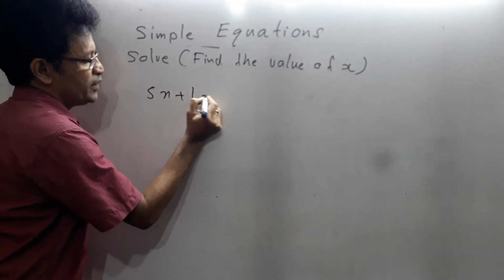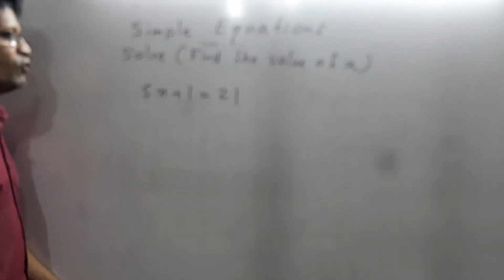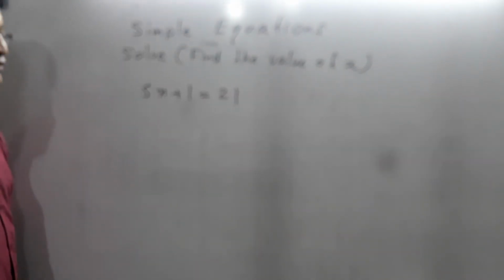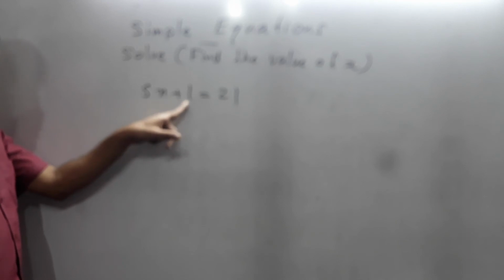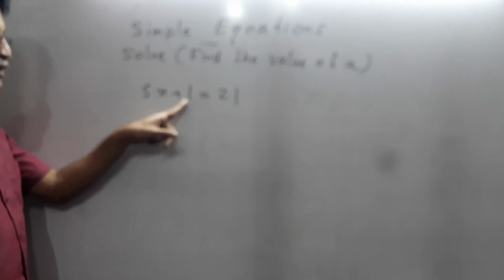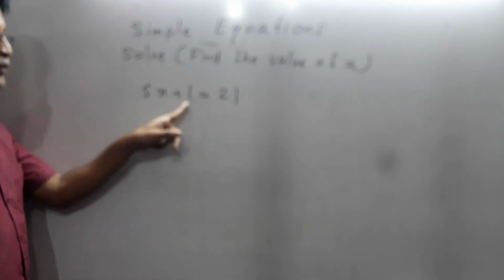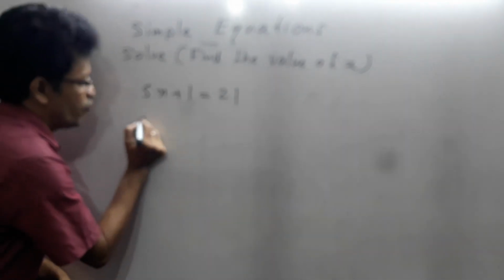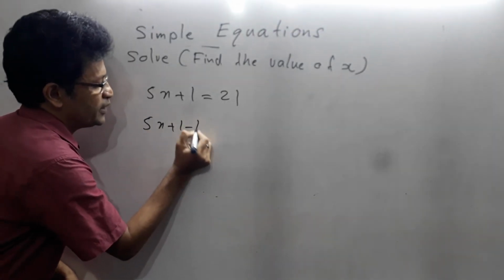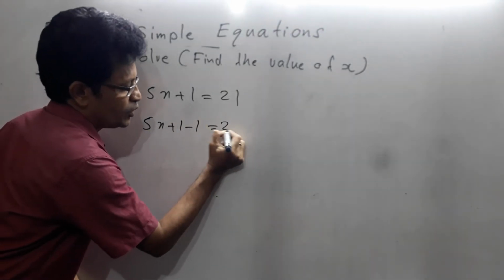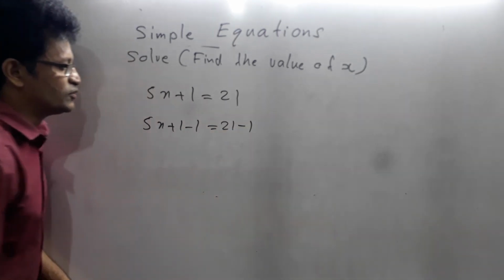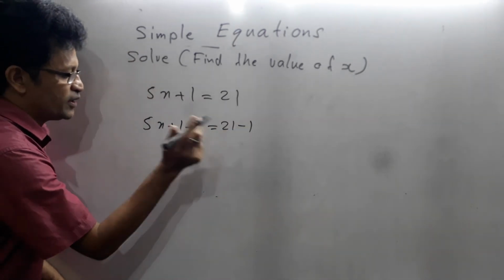5x plus 1 equals 21. We have to find the value of x. How are we going to find it? Here the problem is 1. So I have to get rid of this 1. So therefore I have to take 1 out. How to put 1 out? I have to subtract 1 from this side. So 5x plus 1 minus 1. Then this side also I have to take 1 out. 21 minus 1.